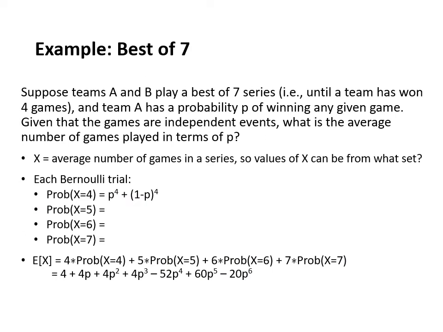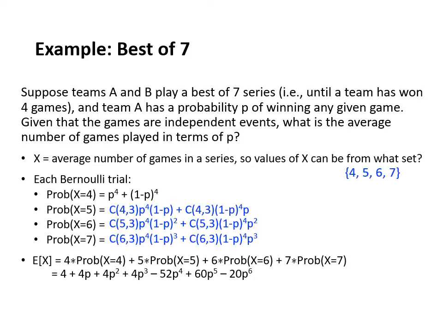Okay, so let's look at another example. Suppose teams A and B play a best of 7 series, meaning they play until a team has won 4 games. And team A has a probability P of winning any given game. Given that the games are independent events, what is the average number of games played in terms of P? So here we are not given a concrete value for P. So we want to express the expected value of X in terms of P. And X here is the average number of games in a series.